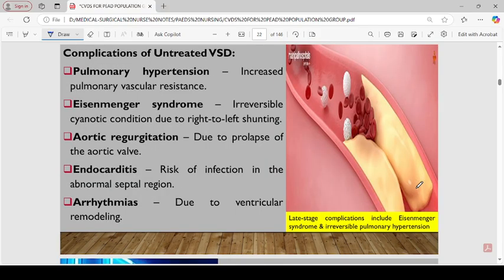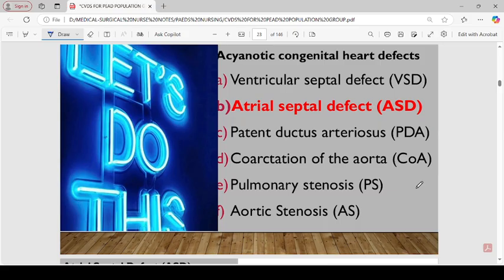Complications of ventroseptal defect. We have pulmonary hypertension, which is increased pulmonary resistance, Eisenmenger syndrome, and this is an irreversible cyanotic condition due to now right to left shunting, aortic regurgitation due to prolapse of aortic valve, endocarditis due to the risk of infection in the abnormal septal region, and arrhythmias due to ventricular remodeling.